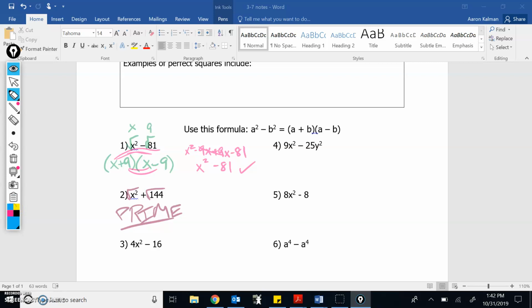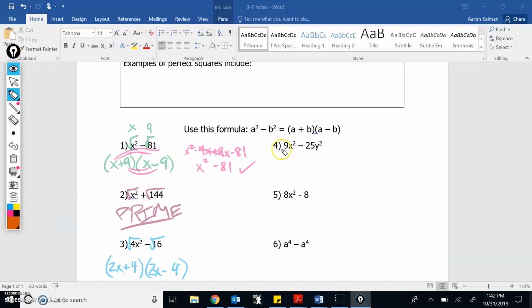Let's do number 3. 4x squared is a perfect square, and 16 is a perfect square. Let's find out what their square roots are. This one is 2x. 16 perfect square is 4. One has a plus, and the other one has a minus. And again, you would check your answers through your double distribution or your foiling.